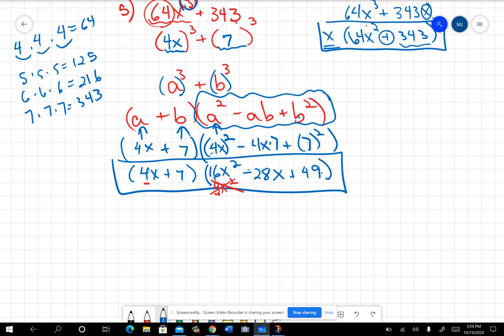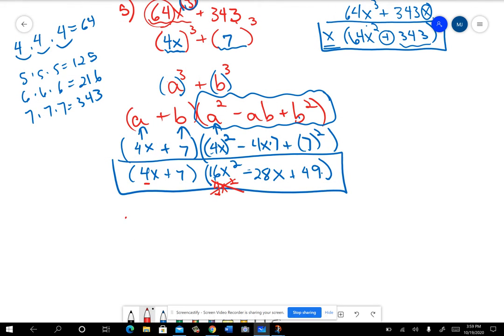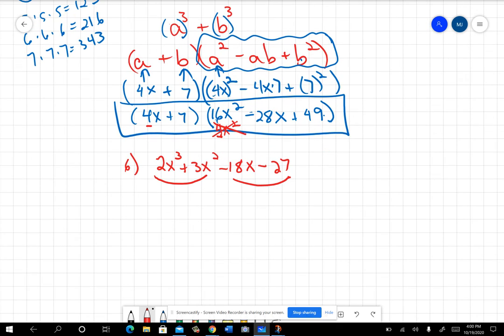All right, now, the last one I want to do in this video has 4 terms. So let's say we had something like 2x to the third plus 3x squared minus 18x minus the 27. All right, so what I would do on that then, since I look at it, there's nothing common to all 4 terms. What I would do would be to factor by grouping, and you can do it the regular way or the box. I'll show both.